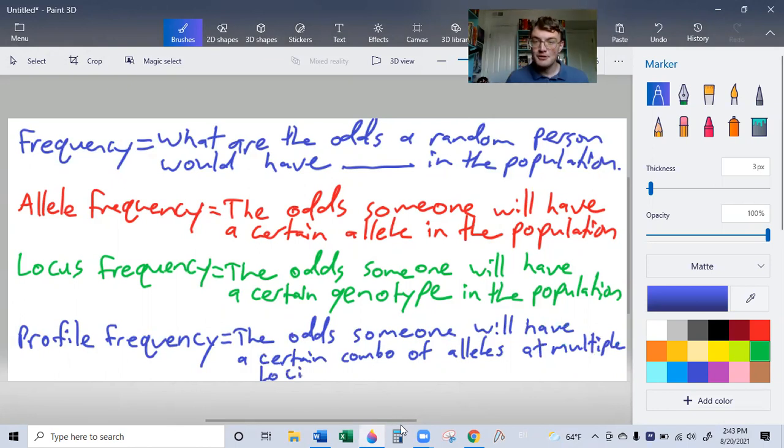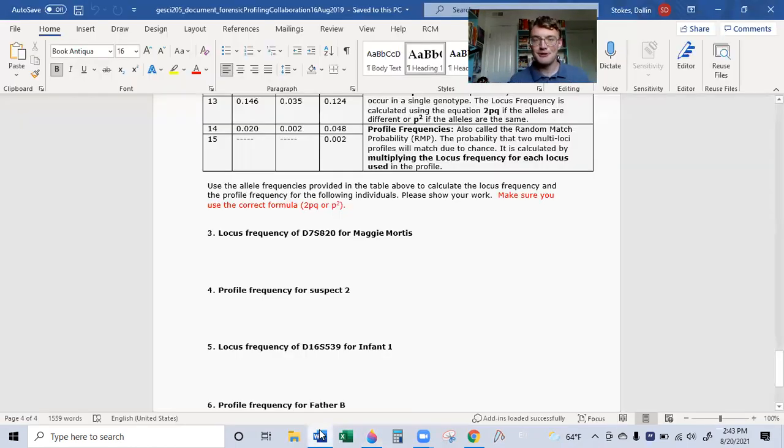In other words, the criteria here is they have to have a certain combination at more than one loci. So they have to match me at 3 different places or more. For the purposes of our homework, they have to match them in 3 different places.